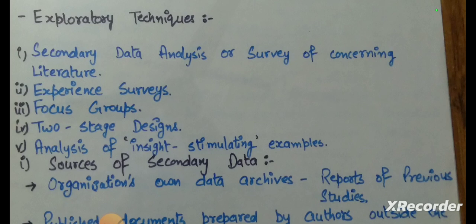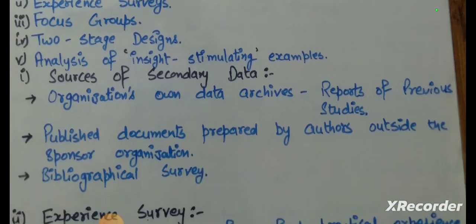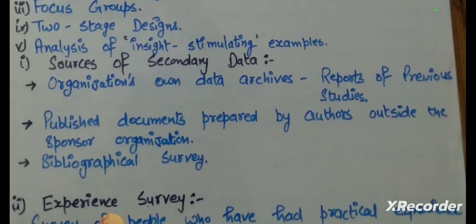The very first one is secondary data analysis or survey of concerning literature. Next is experience surveys. Next is focus groups. Fourth one is two-stage designs. And fifth one is analysis of insight stimulating examples. The very first one, sources of secondary data.